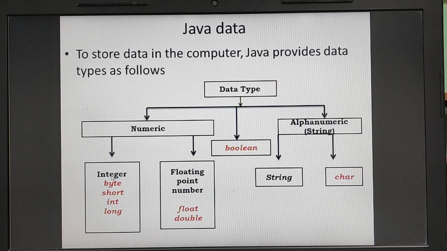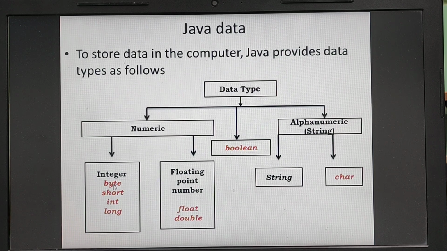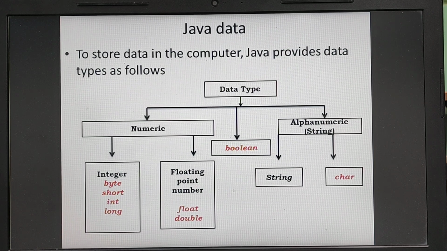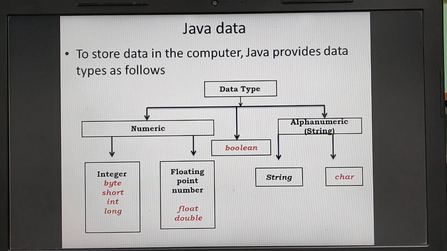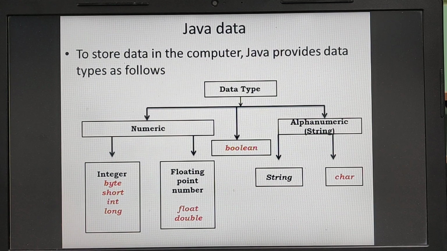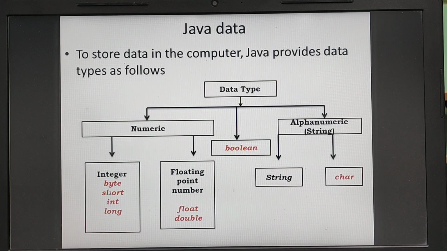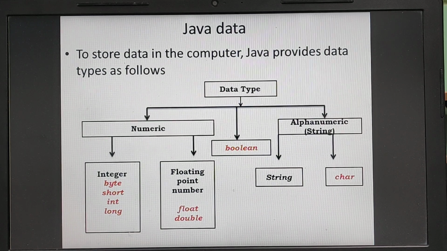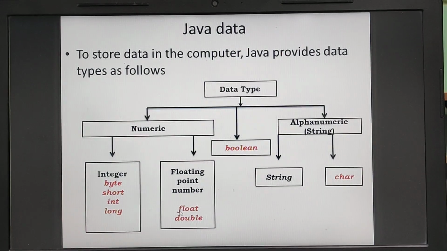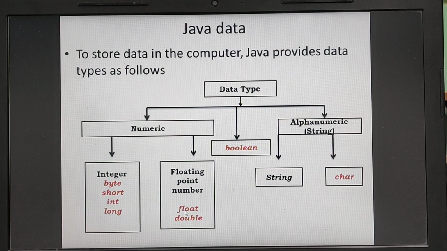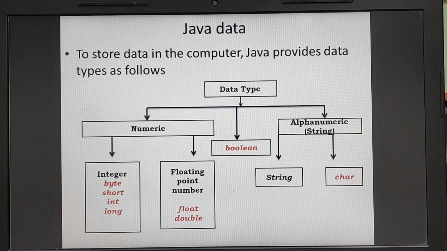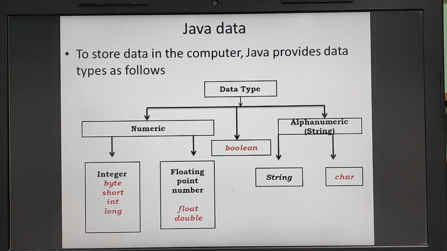To store an integer, you have a special word, the data type, also known as keywords. We have byte, short, int and long. So here we have byte, short, int and long. And for floating point numbers, we have two different types of data, called float and double. So let us explore them in more detail.